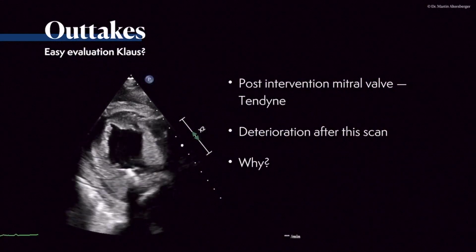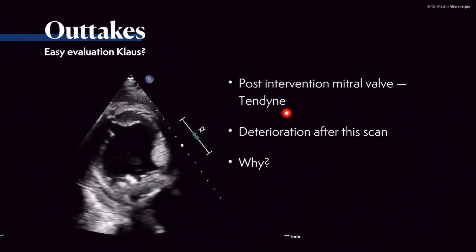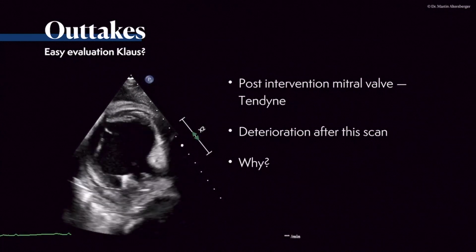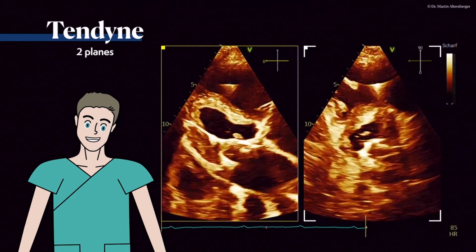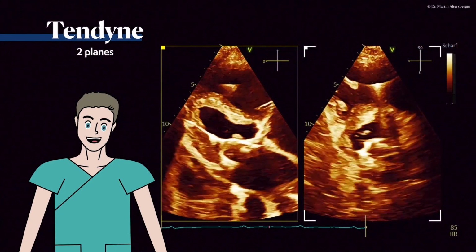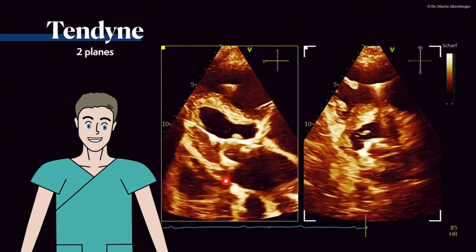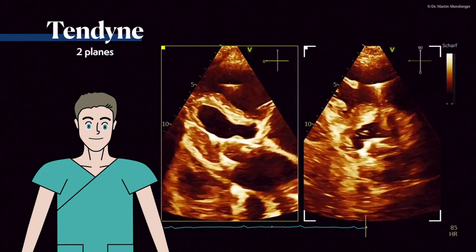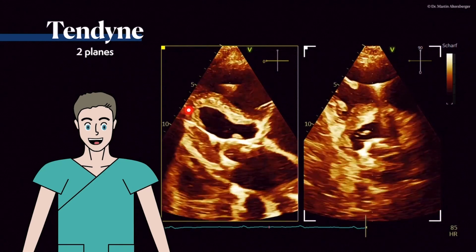One patient I want to present you is Klaus, and everything is easy with Klaus. He received a Tendyne valve, so a relatively new valve, where you see it's located over here. And this patient deteriorated after this scan, and we are going to answer why. So first of all, what is the Tendyne valve? This is another patient where you see the valve over here. These are the remnants of the mitral valve, the anterior and posterior leaflet, and there's this huge umbrella-like structure and the actual valve inside here, and here the fixation with a cap at the apex, or more the apical regions.